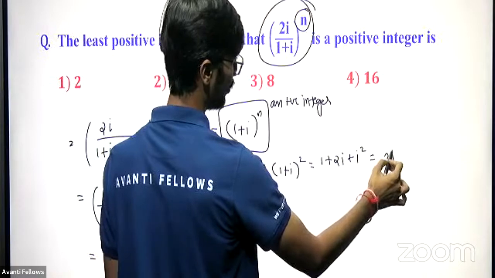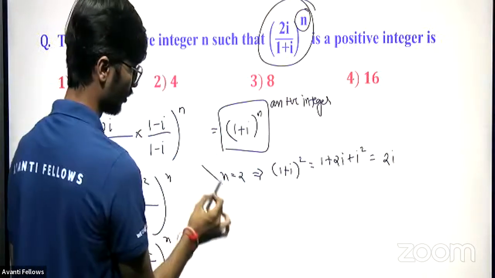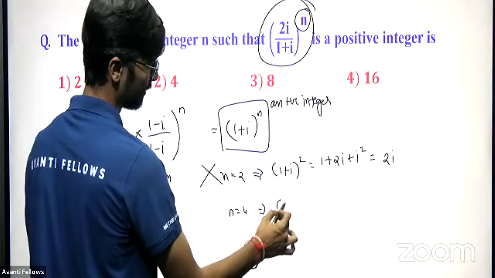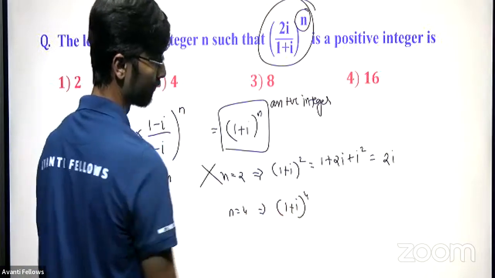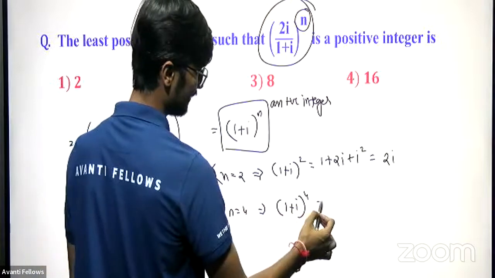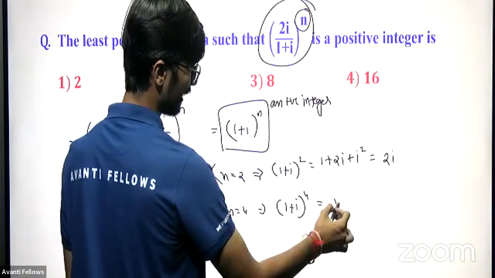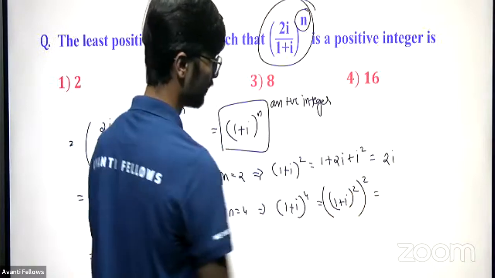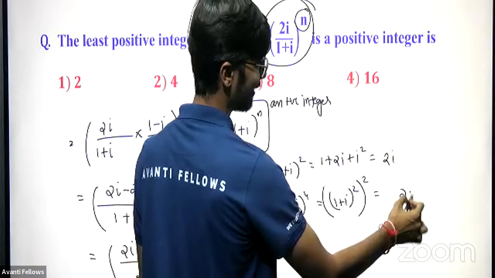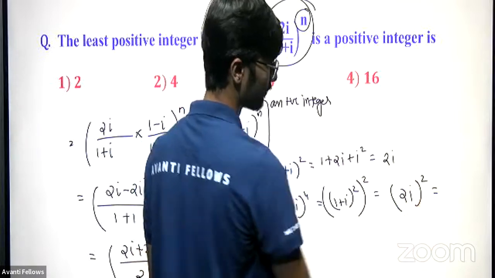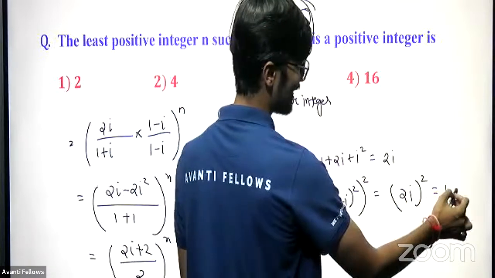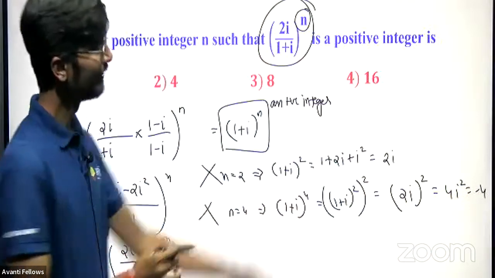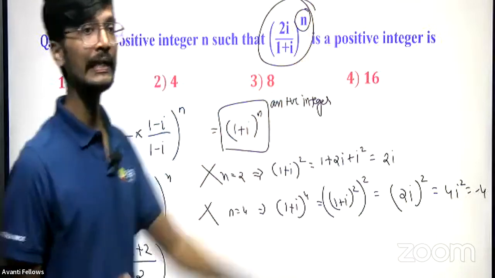So this is basically 2i. So n equals 2 is not valid. Then n equals 4. n equals 4 means (1 plus i) raised to the power 4. That means what was (1 plus i) squared? The whole raised to the power square. So what is (1 plus i) the whole square? (2i) squared, which is 4 i squared, which is -4. Again rejected because we want a positive integer.